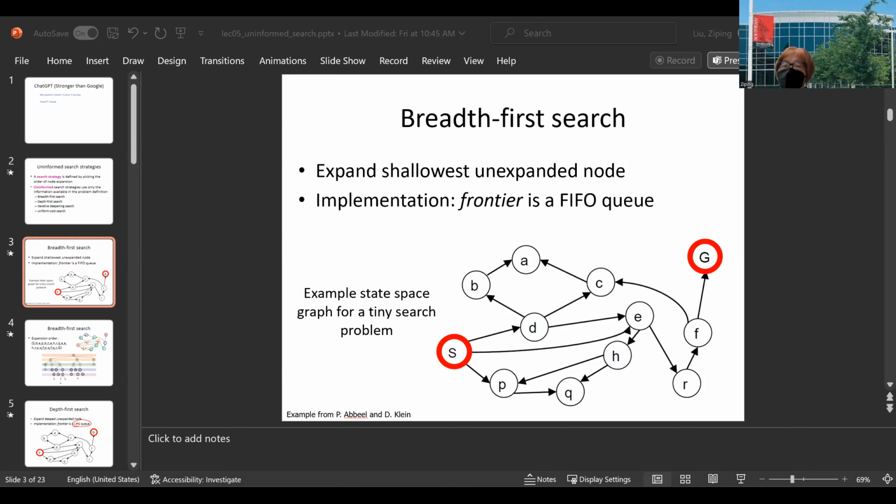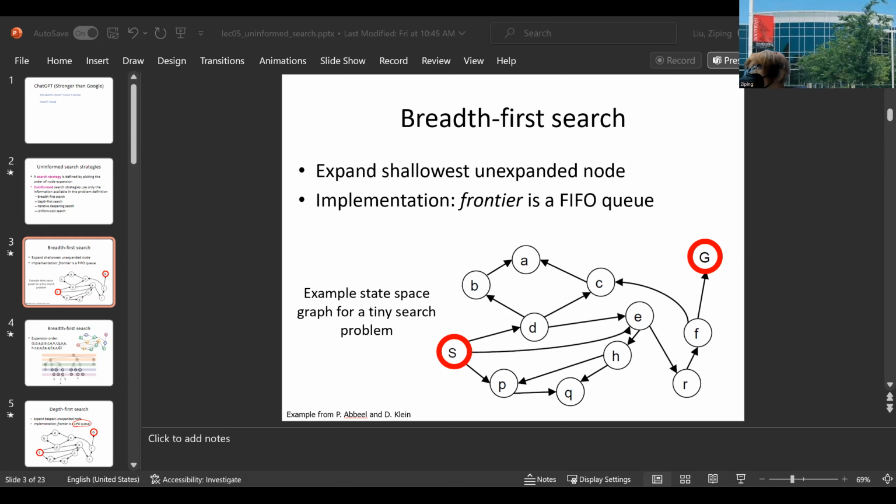Okay, so then you expand P. Who is P's neighbor? The downward link, it's Q. So now, what are the nodes in the queue after I expand P? It's all of the green level. And you can see that breadth first search goes level by level. So it expands the shallowest level first.